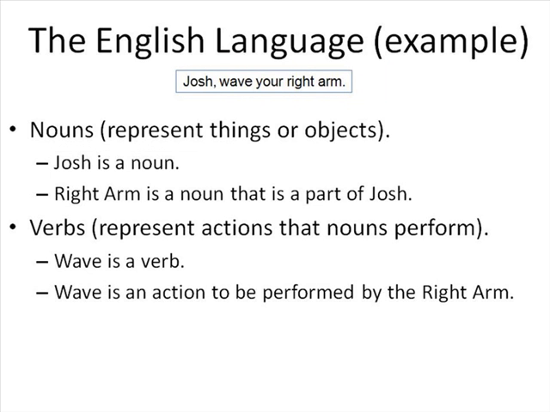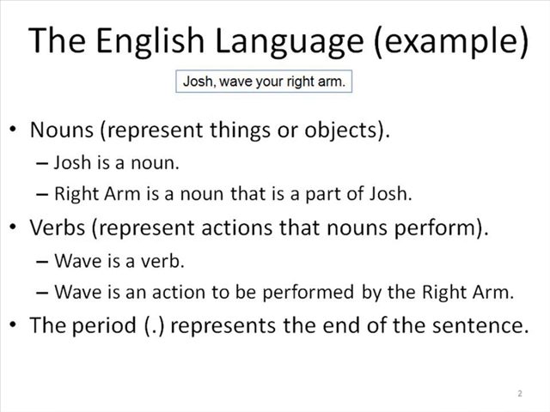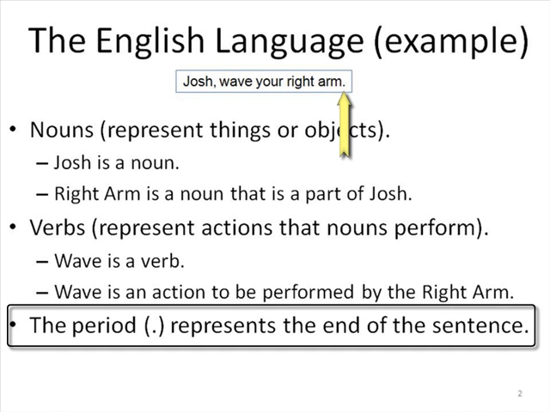We have a verb that represents actions of the nouns. Wave is a verb, and wave is an action that's supposed to be performed by the right arm. Finally, how do we know we've come to the end of this statement or sentence in the English language? The period represents the end of the sentence.